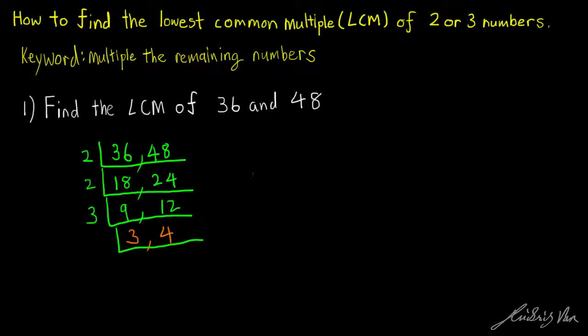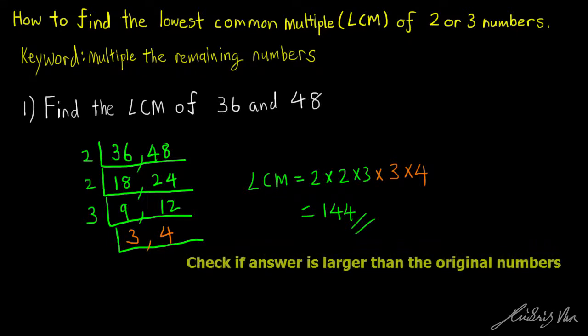So we stop here and we write the LCM will be equal to 2 times 2 times 3 times 3 times 4. Notice that I'm multiplying the remaining numbers instead of just the prime number on the left. So LCM will be equal to 144. And this is how we find the LCM of 2 numbers. And like always, do remember to check whether your answer makes sense or not. Since the question is asking for a multiple, do make sure that your answer is larger than the original numbers which were in the question.